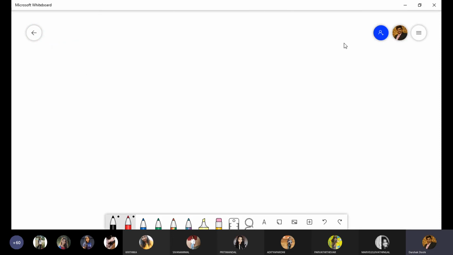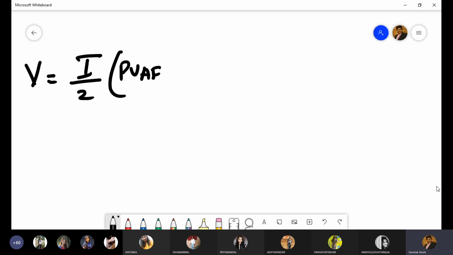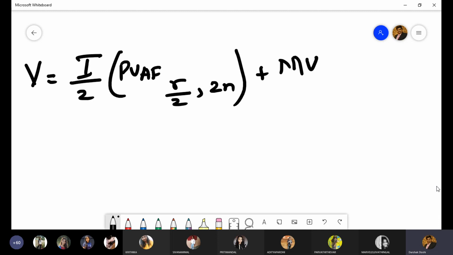So in the question we have interest paid every 6 months, that is half yearly. So for our purpose, we will write down the formula again. V is equal to I divided by 2, present value annuity factor R divided by 2 comma 2n, bracket close, plus maturity value, bracket open, present value factor R comma n.